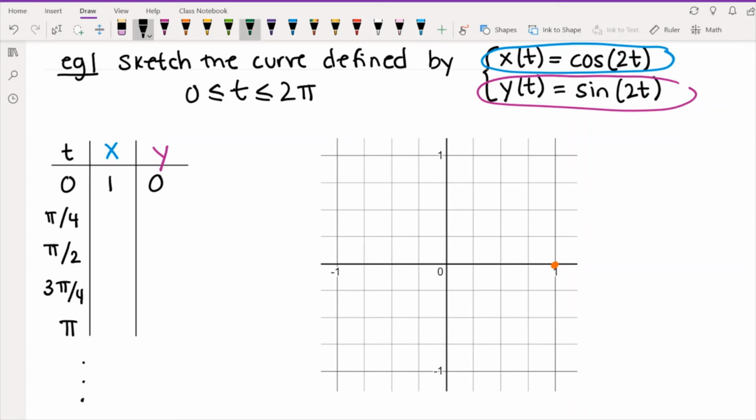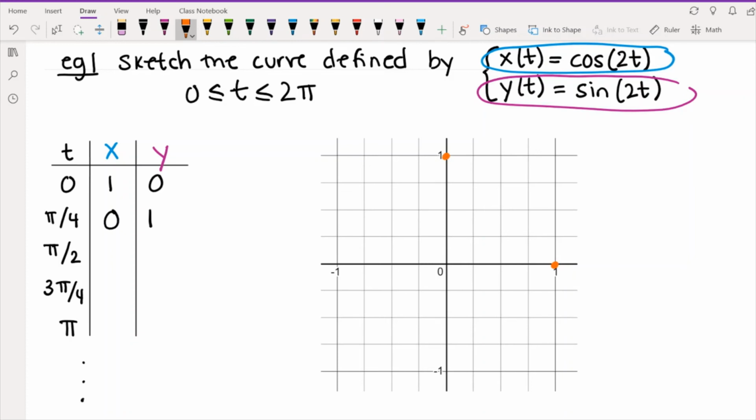Okay, so for pi over 4, what happens when we plug in cosine of 2 times pi over 4? Well, 2 times pi over 4 is actually pi over 2. So we're no longer calculating cosine of pi over 4, we're calculating cosine of pi over 2. And cosine of pi over 2 is 0. And then same for sine, so we plug in not pi over 4, but 2 times pi over 4. So 2 times pi over 4 is pi over 2. Sine of pi over 2 is actually equal to 1. So the next point on our graph is 0, 1.